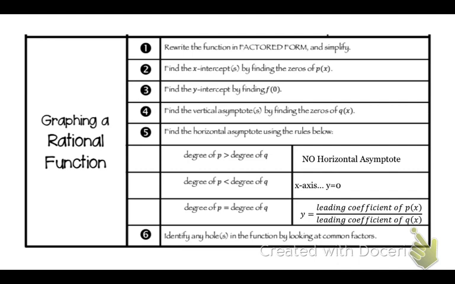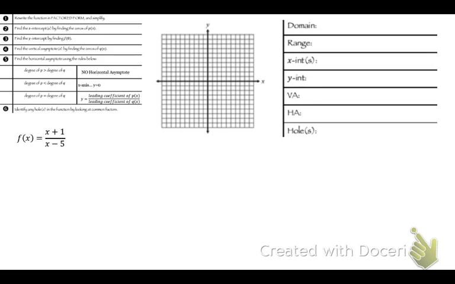And then find any holes in the function by looking at common factors. I would actually move step 6 to right here, and do that after you factor. That's what I would do, and that's what I'm going to do when I go through examples. Okay, let's look through this.